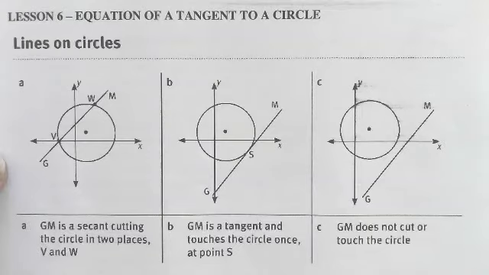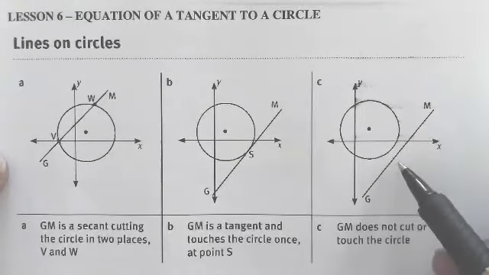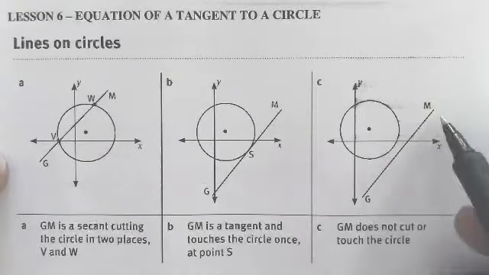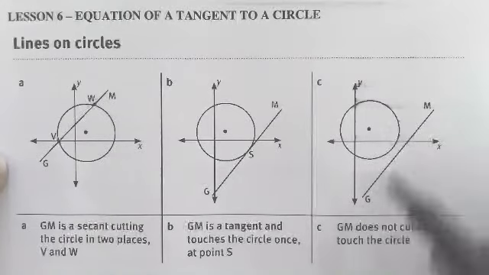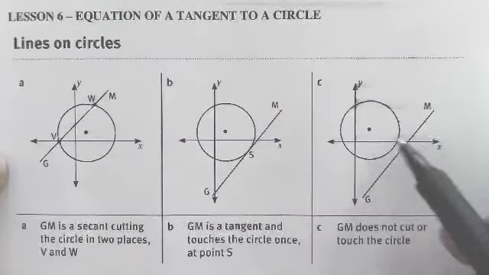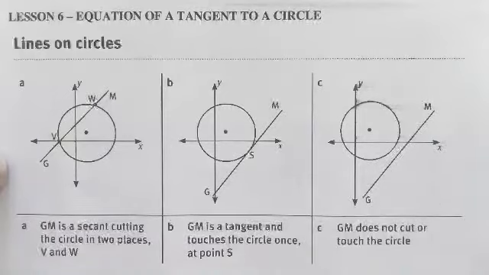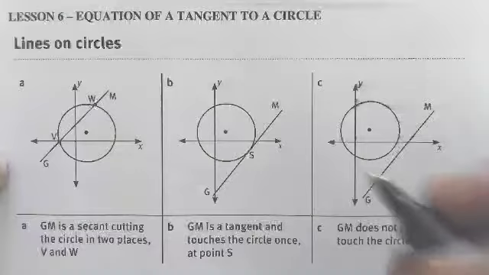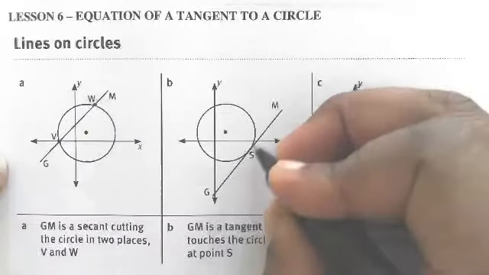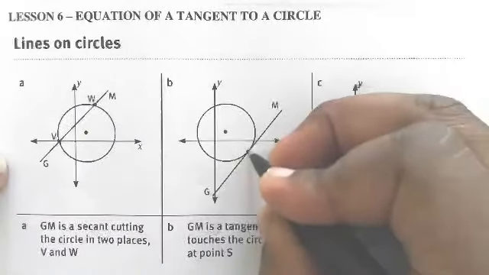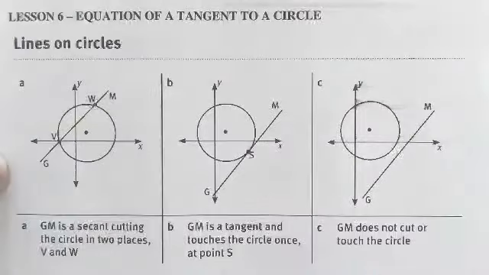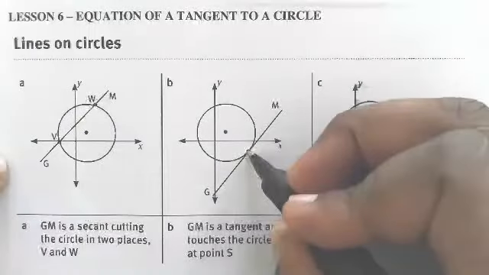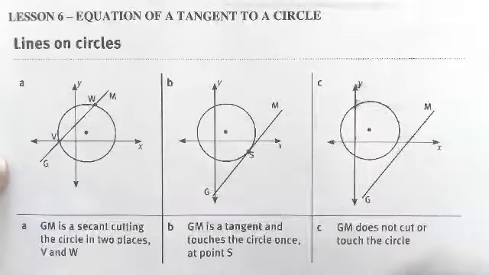And in this one, if you find the equation of this and the equation of that and try to solve them simultaneously, you will get no solution. That means this line has got nothing to do with the circle. Now, this one is where the line meets the circle at only one point. This is the tangent. It only meets the circle at this point. That's the one we are more concerned about today.